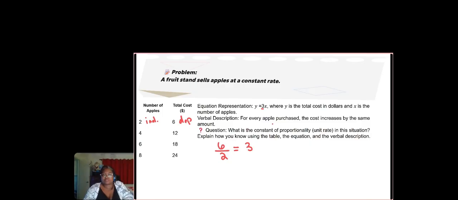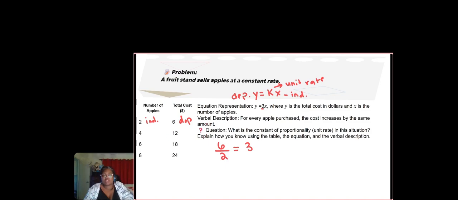So again, the equation for constant of proportionality is y equals kx, where k is the unit rate. x is going to be the independent variable, and y is going to be the dependent variable. So we can tell here that the 3 would be the unit rate because of its placement in the equation.